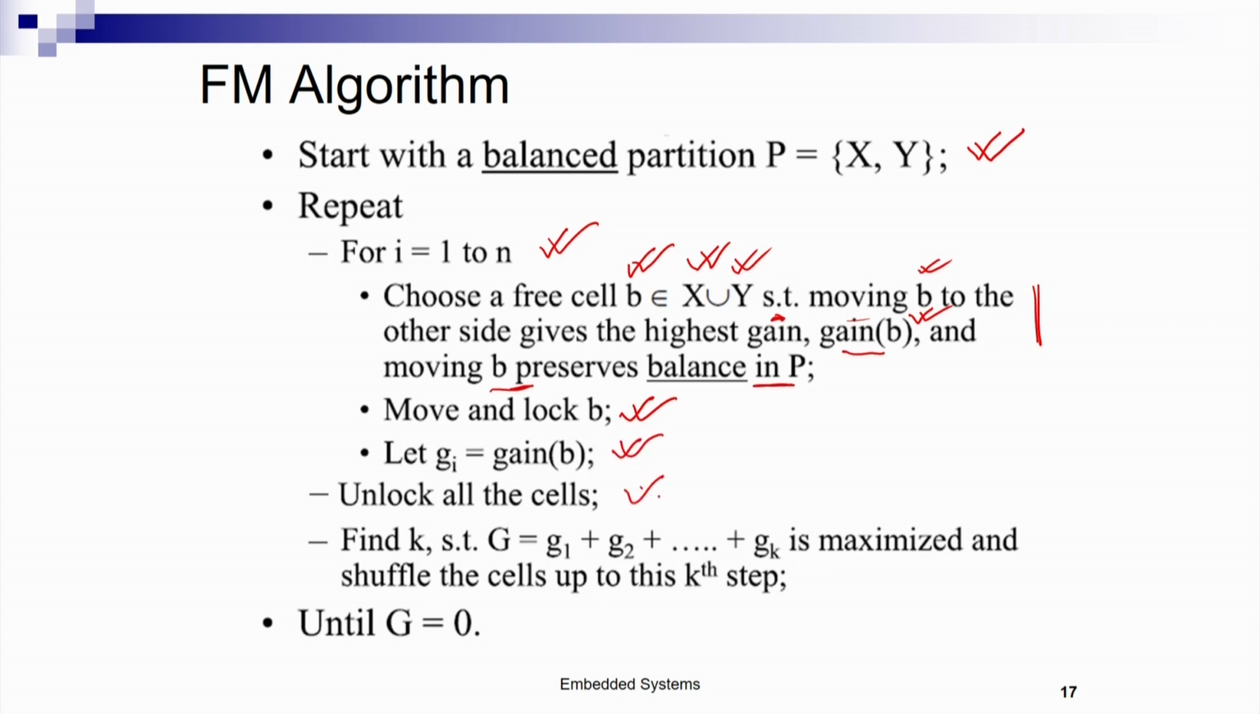You unlock all cells, and the next step is just like the Kernighan-Lin algorithm. You go on moving B and locking B until all the B's are considered for movement while preserving the balance. After that, this inner for loop is done, and then you repeat this for a few number of steps. So, with this we come to the end of this lecture.